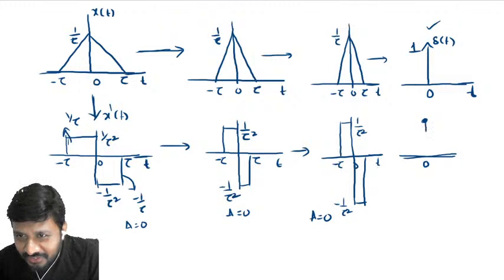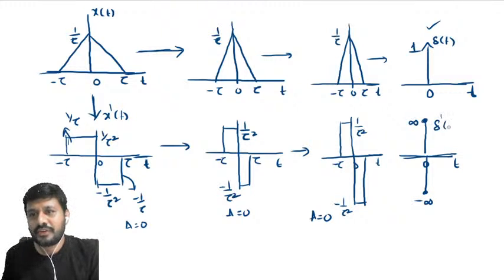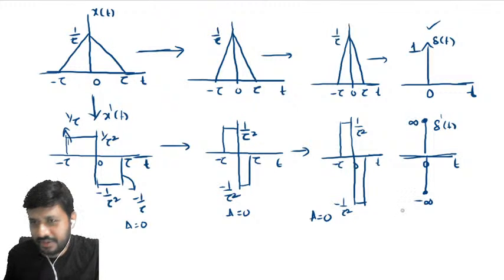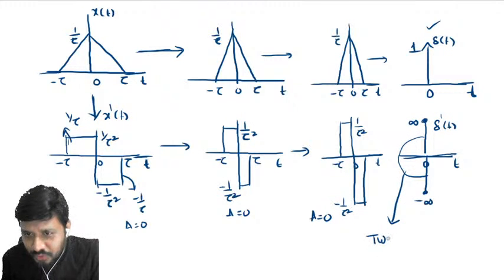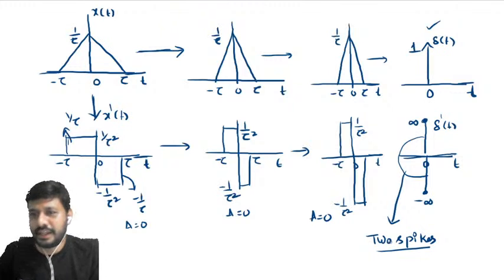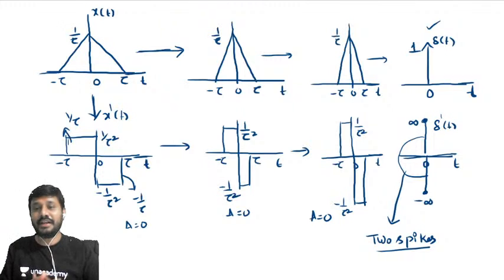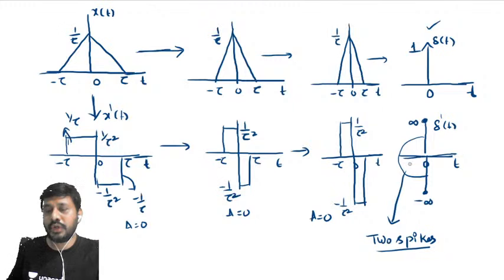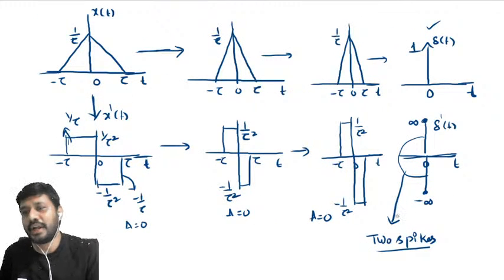So infinite at t is equal to 0, minus infinite at t is equal to 0. So this is our unit doublet. Unit doublet. These are not impulses. Remember, you can call them to be 2 spikes. 2 spikes at t is equal to 0 we are going to get. Right? So this is about the birth of unit doublet. So unit doublet is plus infinite and minus infinite at t is equal to 0 and 0 for t not equal to 0. So in this way you are going to get unit doublet.